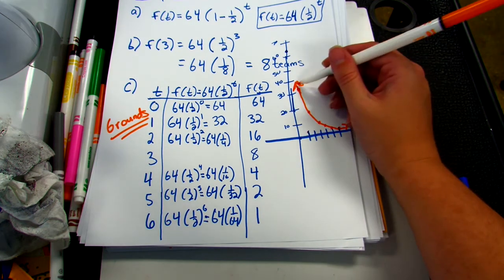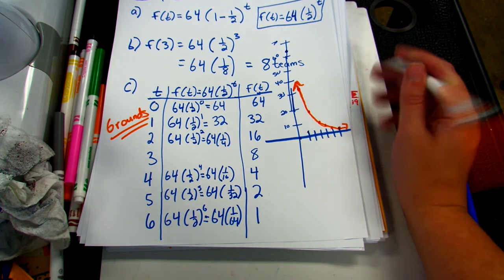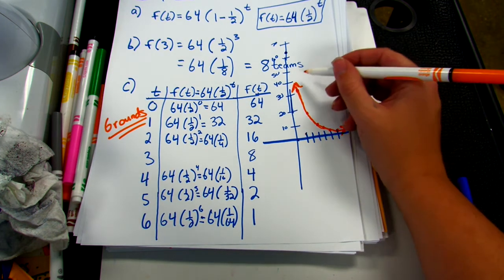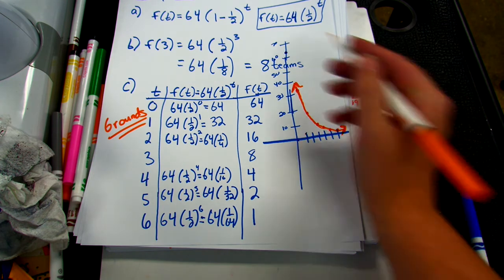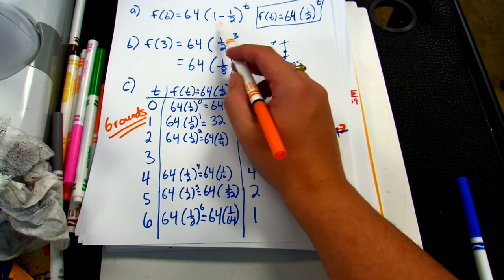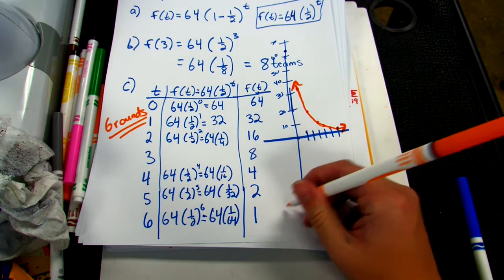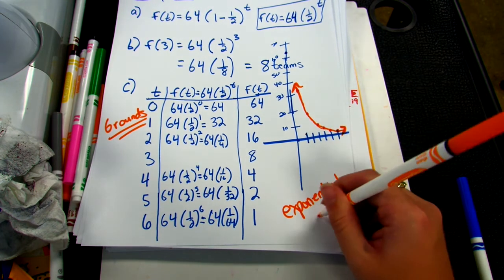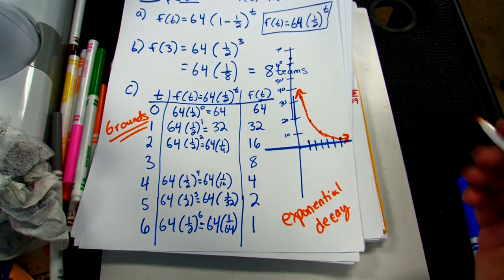The graph is getting closer and closer to 0. It is decreasing, which is what we call an exponential decay. In an exponential decay, your graph will decrease. Notice that your R is negative, right? And remember, when an R is negative, we have an exponential decay. So there are many different ways to tell if you have an exponential decay or not. There's the graph, and there's also the R.